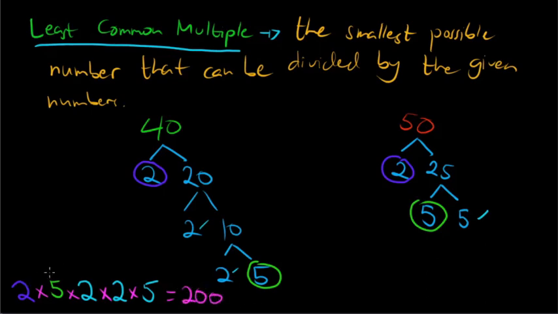Check ulit natin ha. 2 times 5 is 10, times 2 is 20, times 2 is 40, times 5 is 200. Which means, this is the smallest possible number that can be divided by 40 and 50. Na walang sosobra. That's an important thing. Ibig sabihin, if I divide 200 by 40, sakto. Walang magiging remainder. If I divide 200 by 50, sakto rin. Walang magiging remainder. So this is the LCM of 40 and 50.